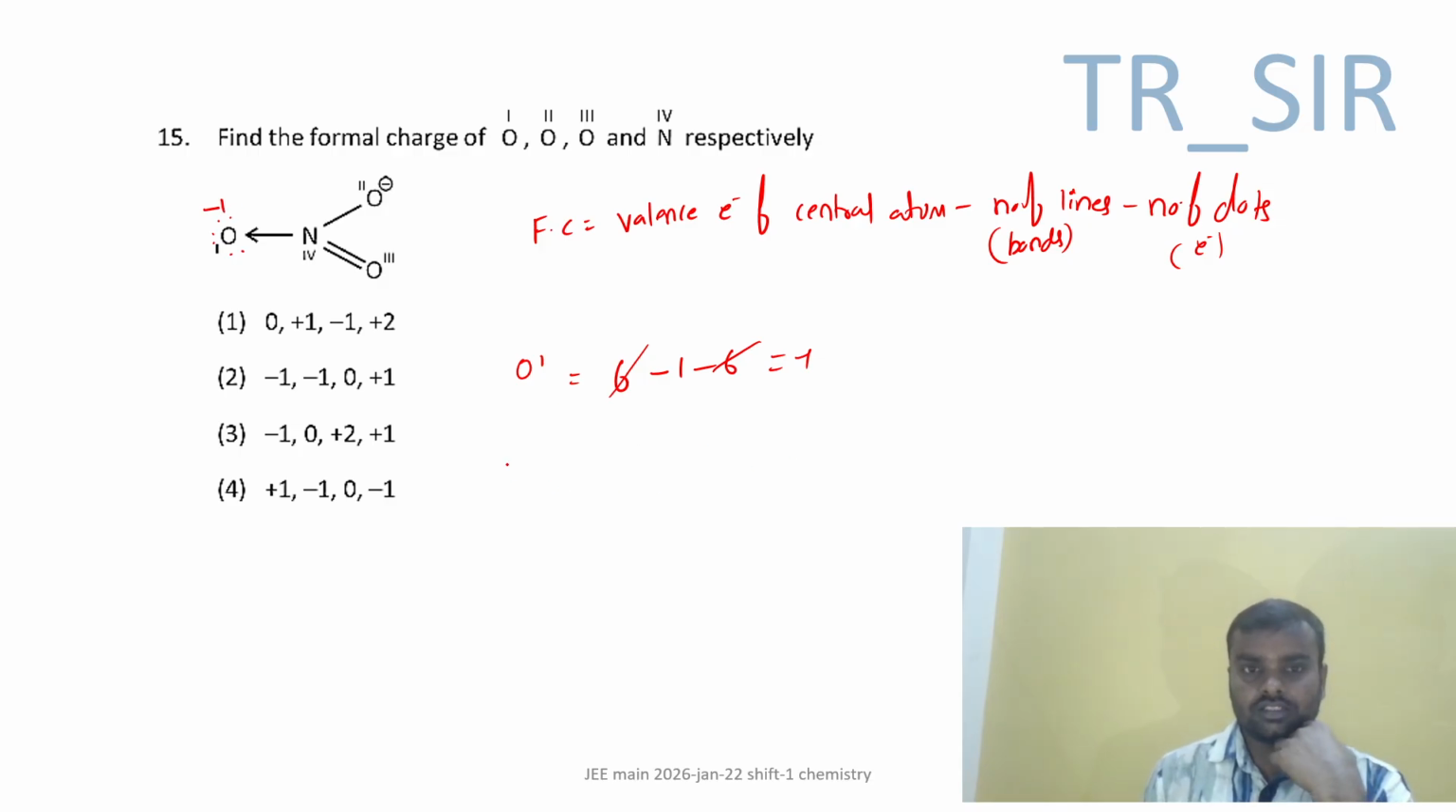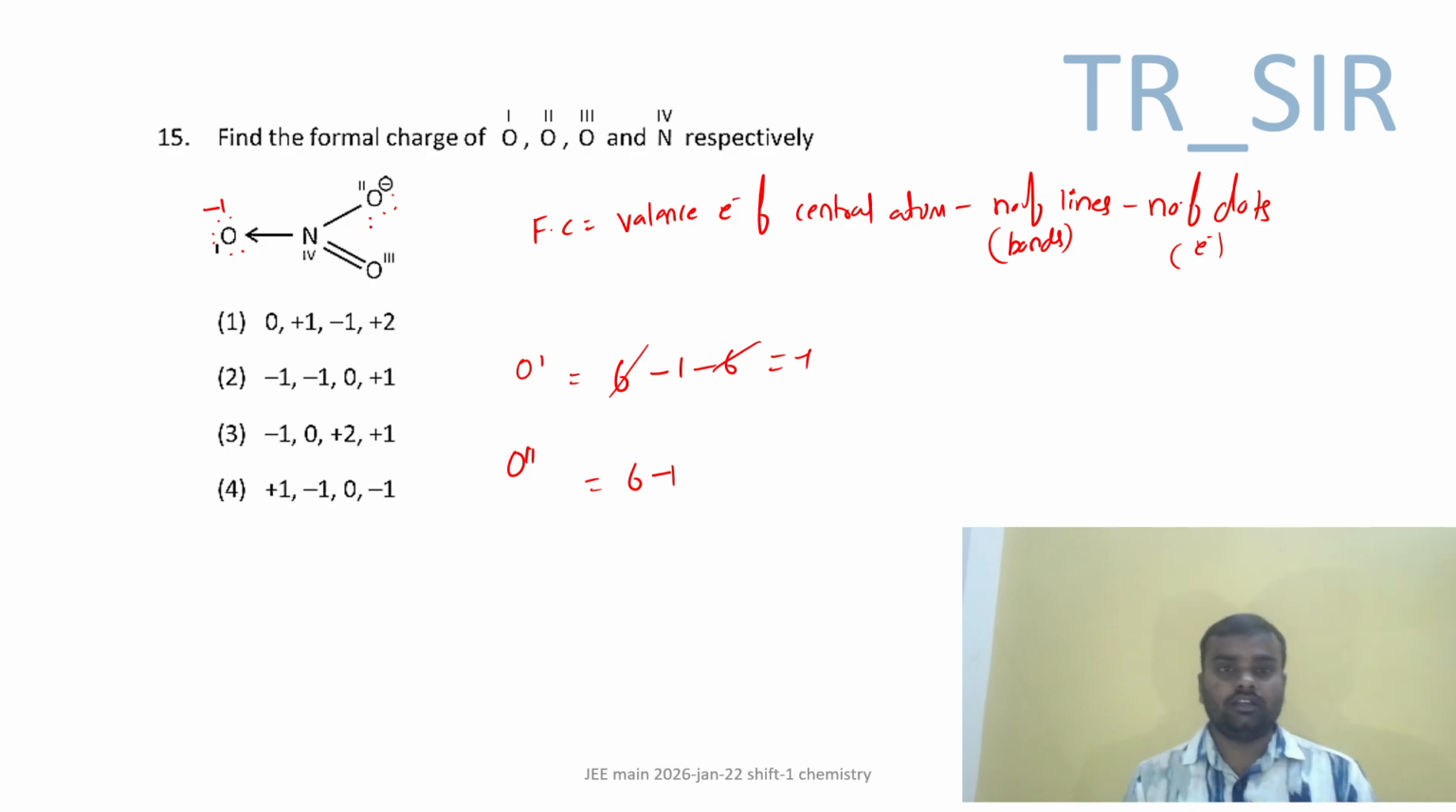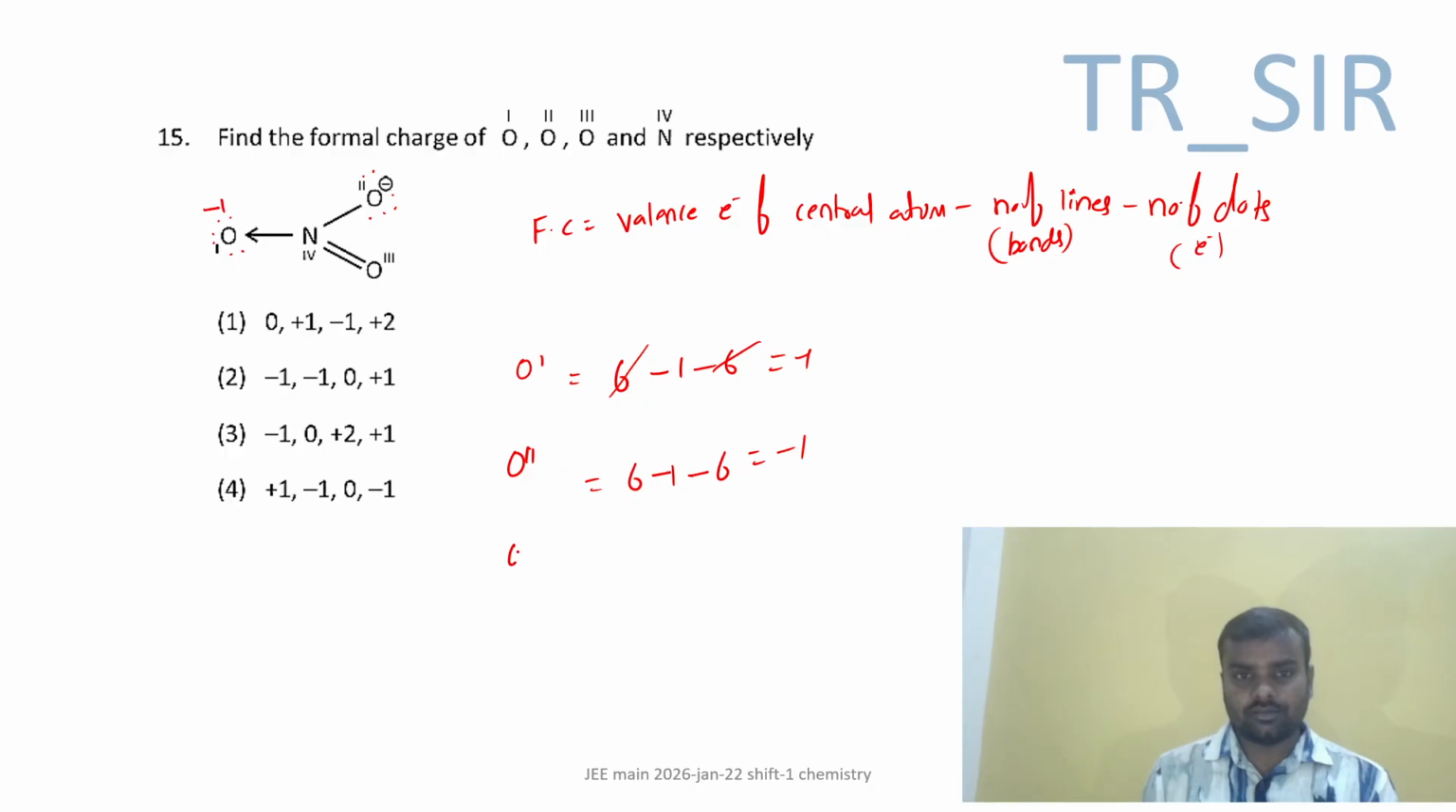For the case of second oxygen, again valency 6. Number of lines, only 1 is there. Number of dots, how many? Here 6 electrons are there. They have already given minus 1 charge, so no need of calculating there. Here again minus 1 is coming, so here also minus 1 is coming.